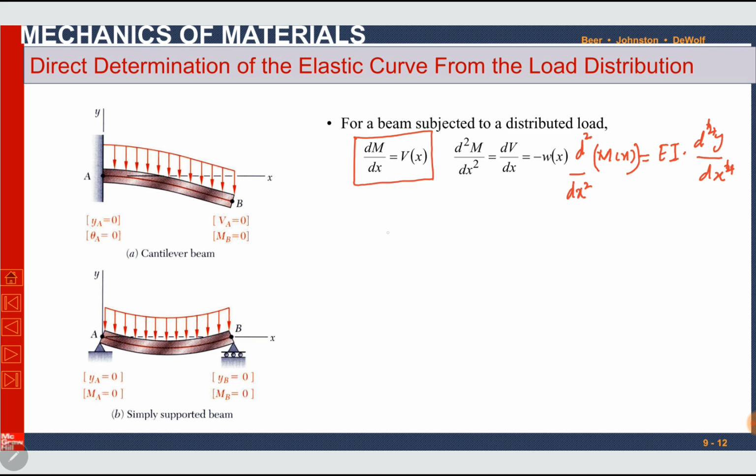d square m by dx square equal to EI d power 4 y by dx power 4, which is equal to minus function of load. Further, this is a fourth order differential equation. If we integrate it 4 times, we can derive an expression for deflection.